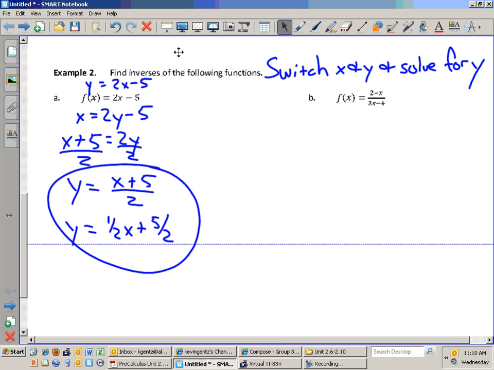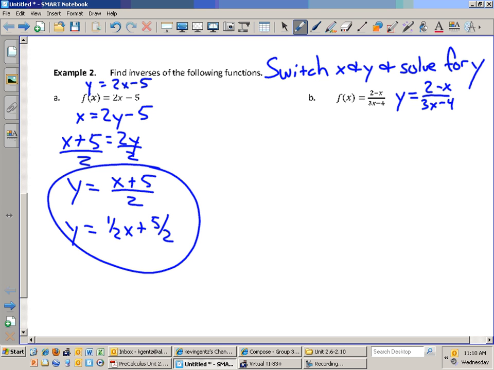Let's try one that's harder. f of x equals 2 minus x over 3x minus 4. I saw Amanda back there saying, this is too easy, Mr. Gens. Give me something that challenges me because I'm sick and tired of this boring stuff.